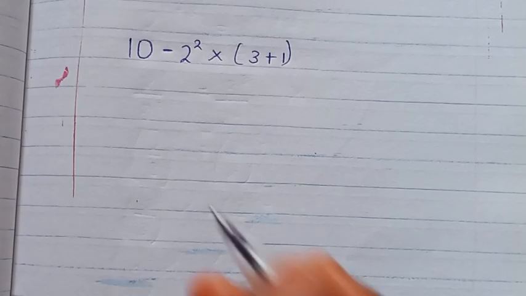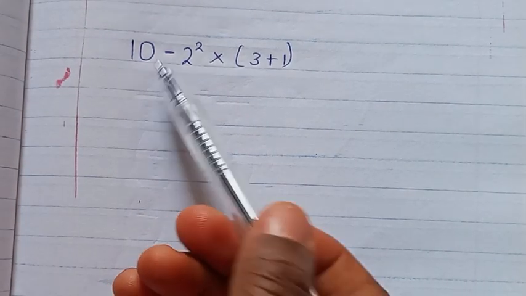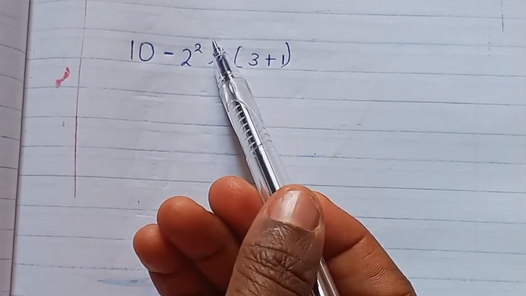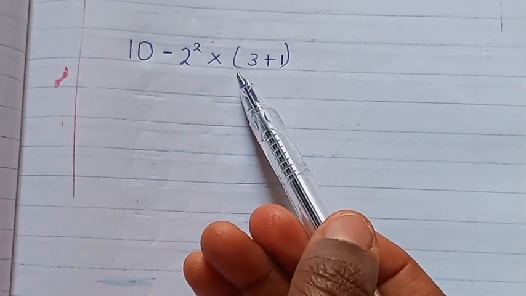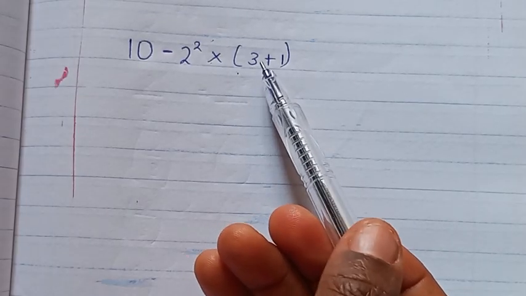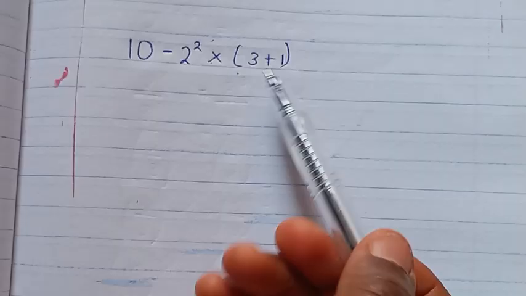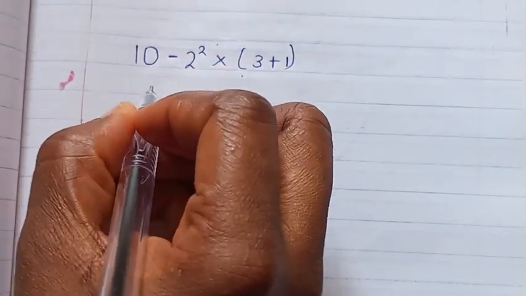Okay guys, if you have a question like this, you have 10 minus 2 raised to power 2, or you call it 2 square, times bracket, which is also called parenthesis under PEMDAS. You have 3 plus 1, close bracket. If you have a question like this, you can decide to solve it like this.